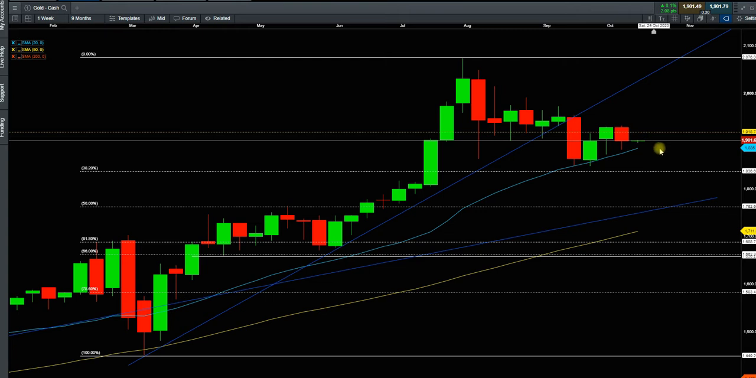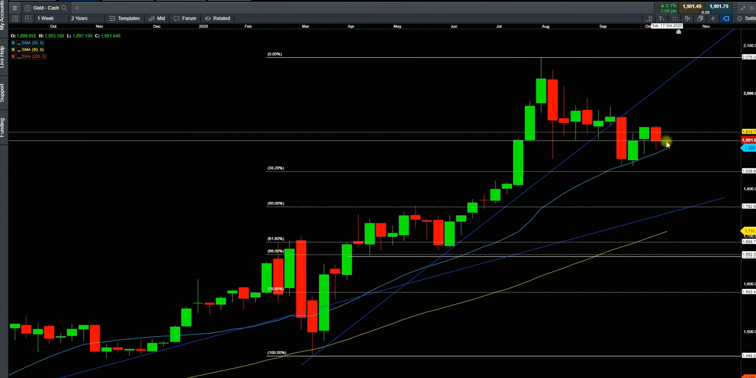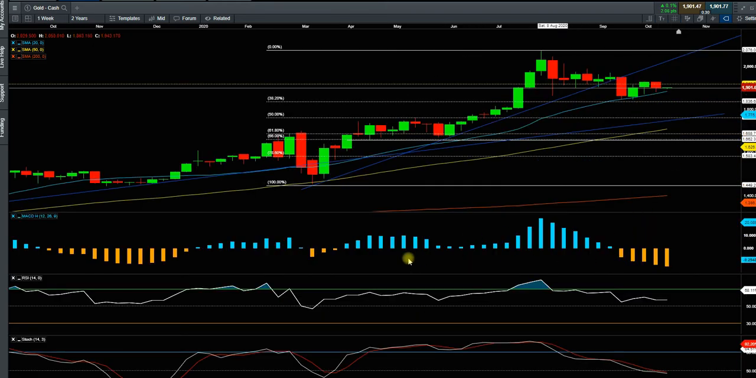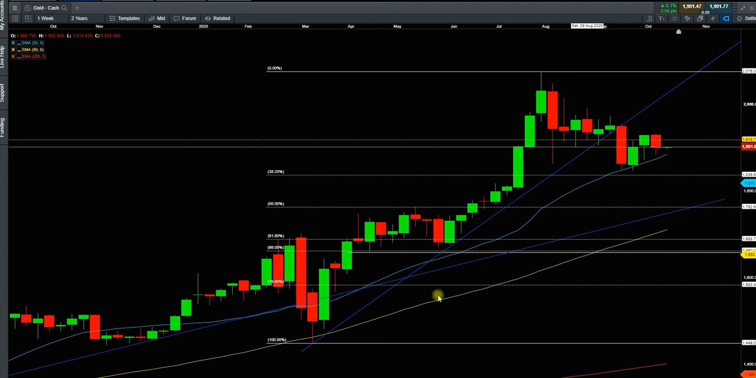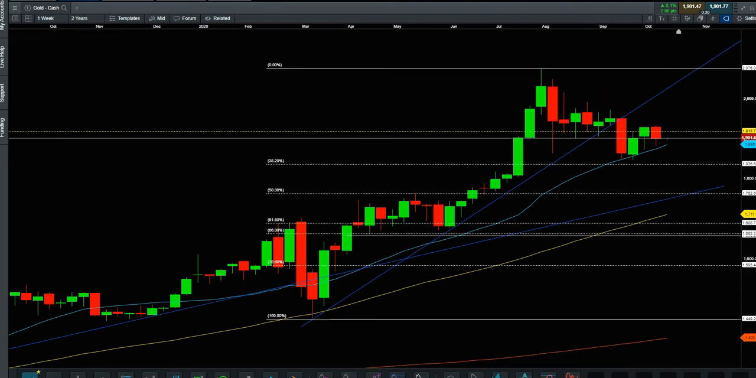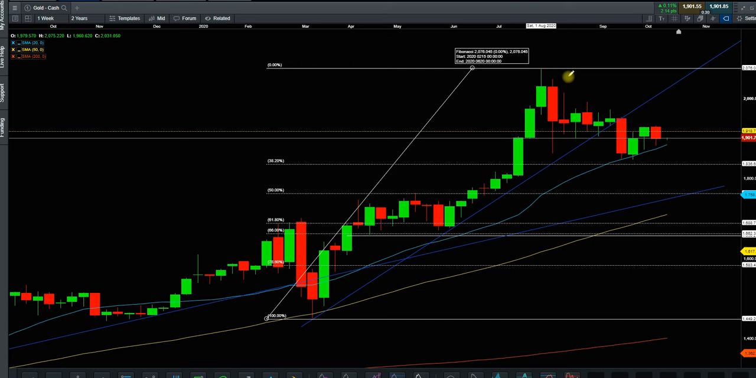So we may see another sell-off, probably to 1836, which is going to be a 38.2% retracement of the Fibonacci here. And if you see the indicators, they are showing a bearish momentum on the MACD, but not on the RSI. So we want to see another sell-off here if you're long for gold. So be careful on that, because this is on the weekly chart.